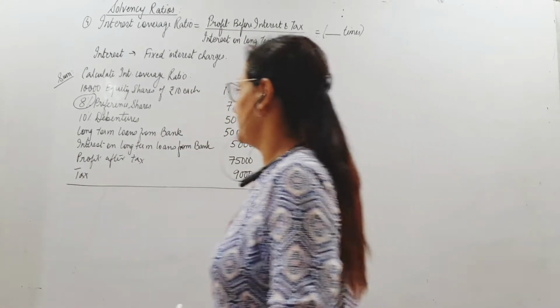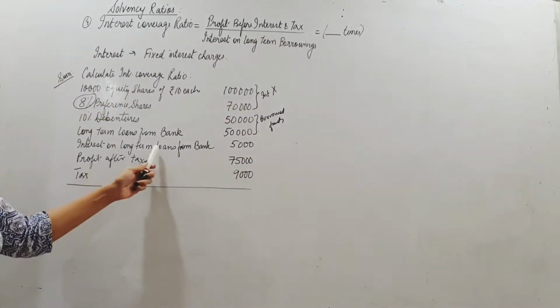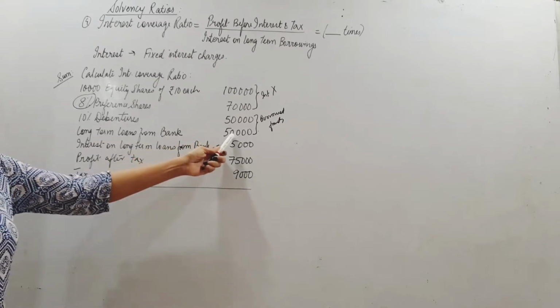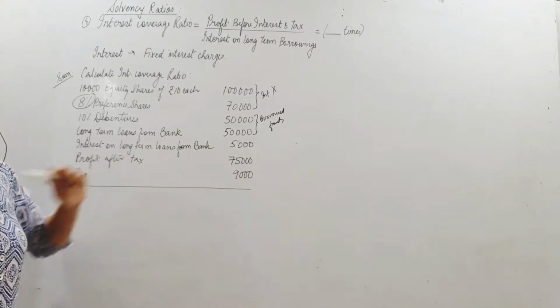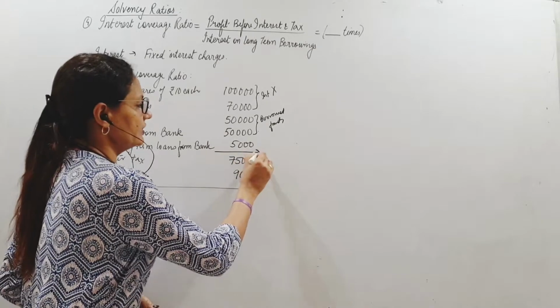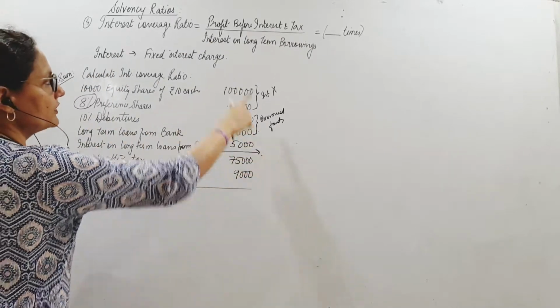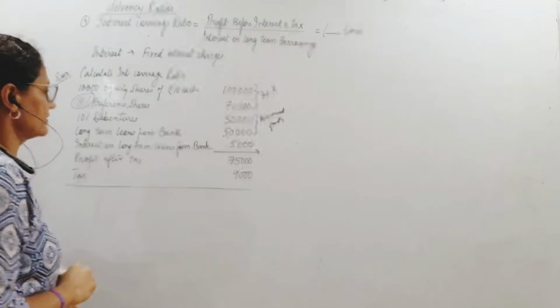What else is given to me? Interest on long-term loans from bank. Meaning, see, we had a loan from bank of 50,000 and interest is 5,000. Okay? So this is given to me. Isn't it talking about interest on long-term borrowing? So this is a component of my denominator, interest.